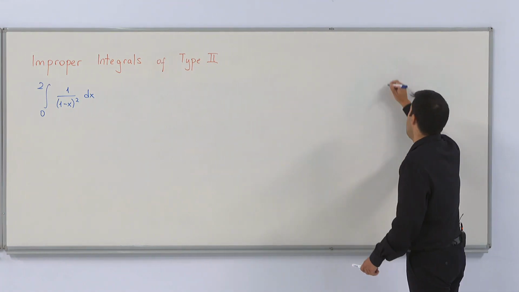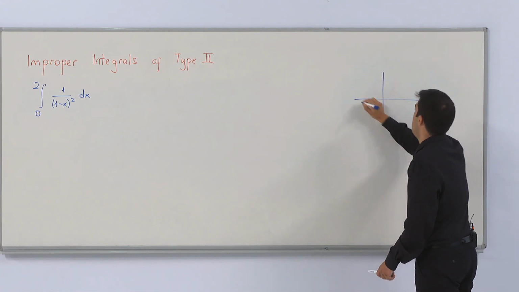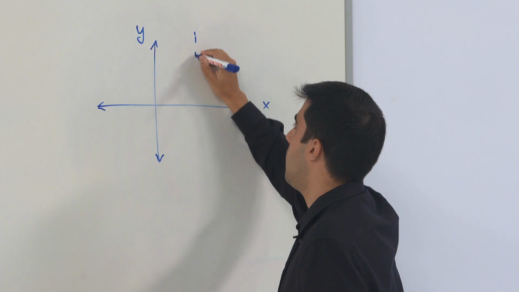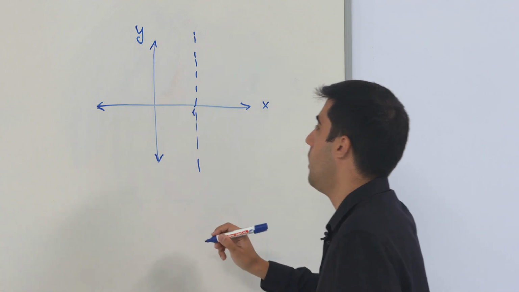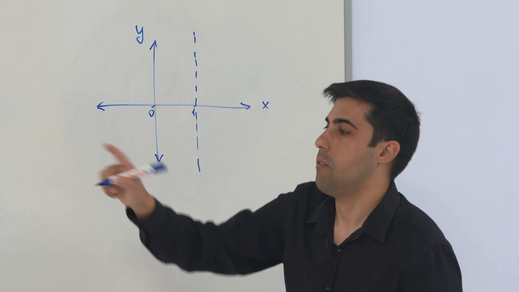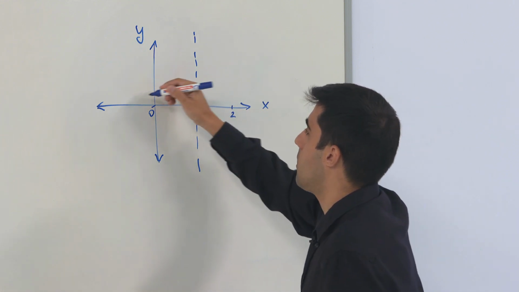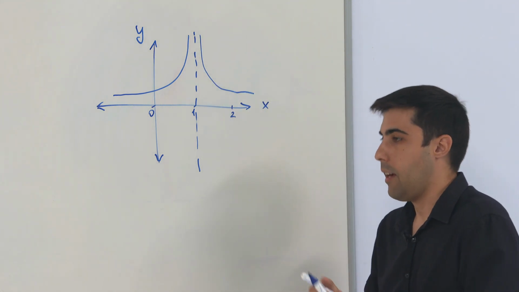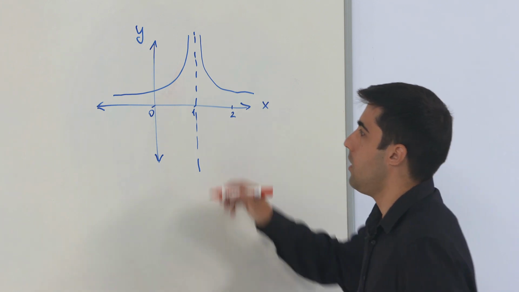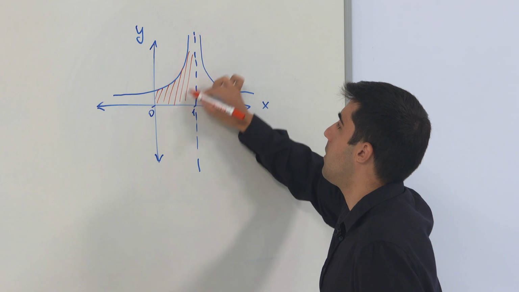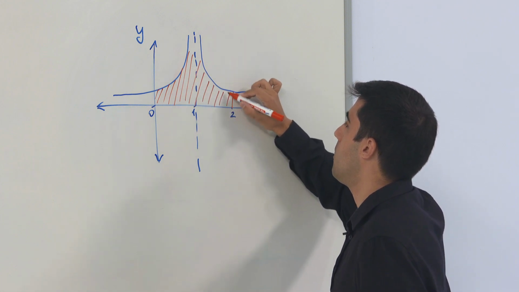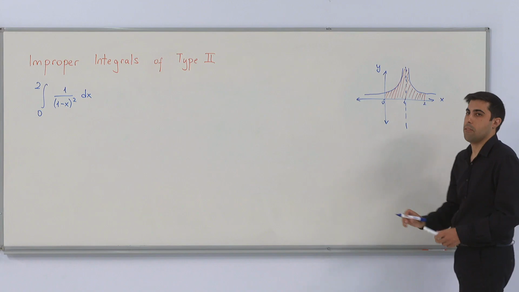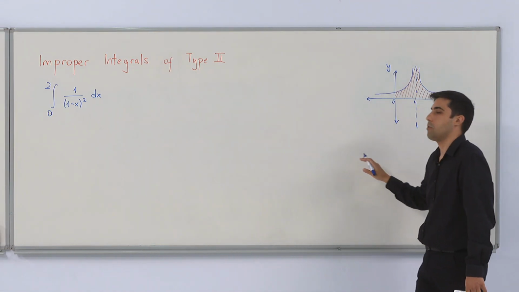Let's see this graphically. Let's sketch this function on the x, y axes. We know we have a vertical asymptote at x equals 1. And then let's say this is 0, and we want to integrate from 0 to 2. This function looks like this. So the area we want to calculate is the area under the curve between 0 and 2. As you can see, the area is infinite. Let's see whether this improper integral of type 2 will converge or diverge.